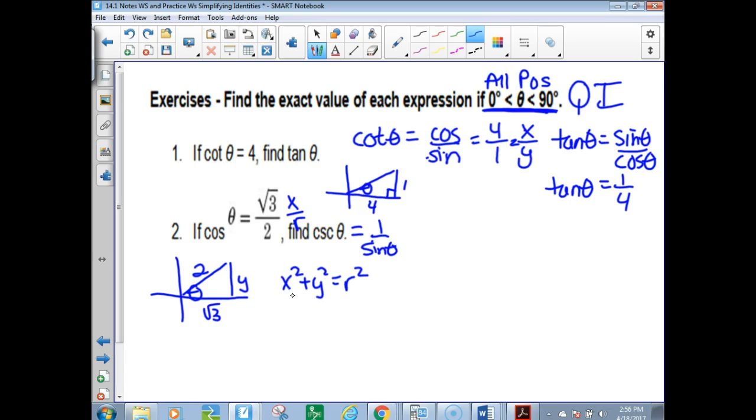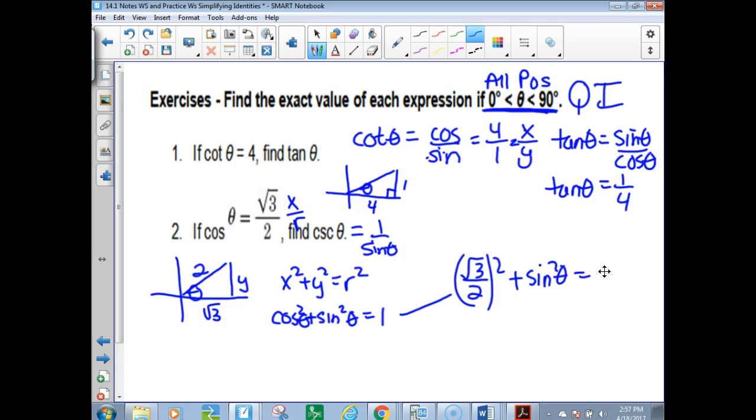Okay, that is very similar to cosine squared plus sine squared equals, in our unit circle, 1. Okay, so I got multiple ways I can do this. These are all related. So if I want to use this identity, I could just put in cosine is the square root of 3 over 2. So I'm going to try it using the identity. Square root of 3 over 2 squared plus sine squared theta equals 1. Anthony, do you have a question right now still? Okay.